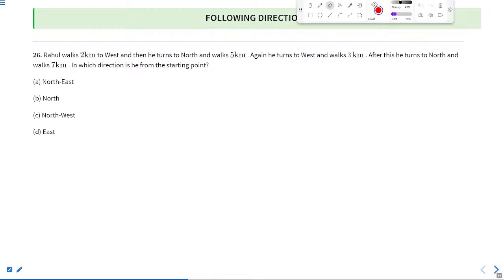26. Rahul walks 2 kilometers towards west, then turns north and walks 5, again turns west and walks 3, and then turns north and walks 7. In which direction is he from the starting point?